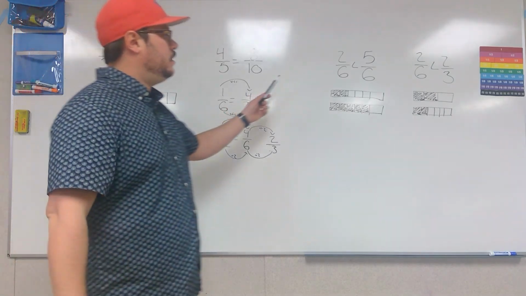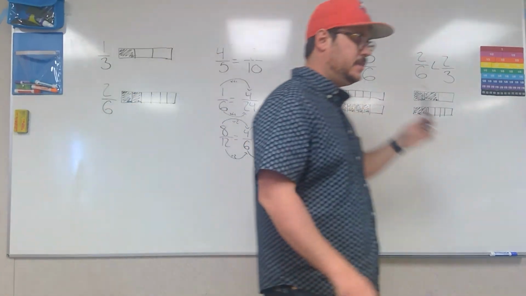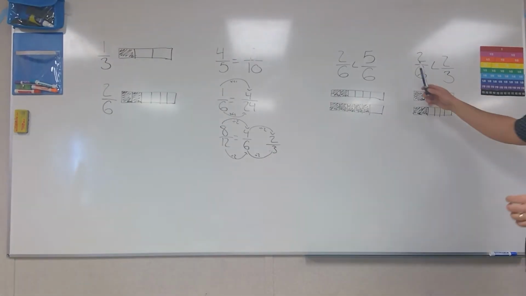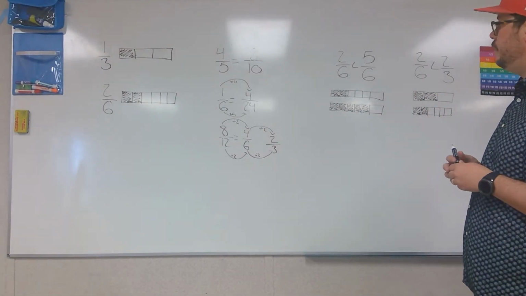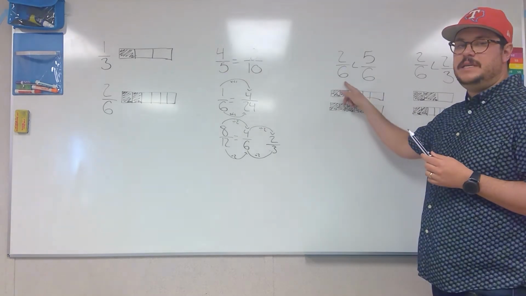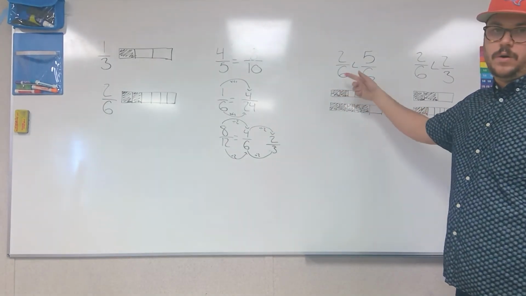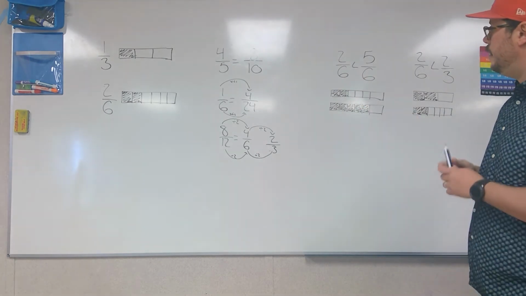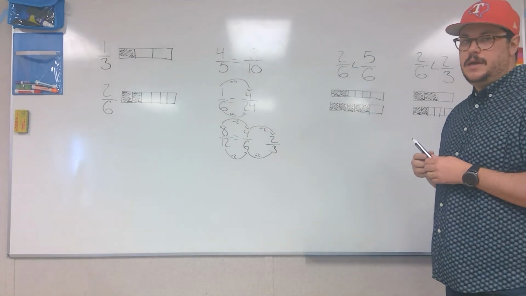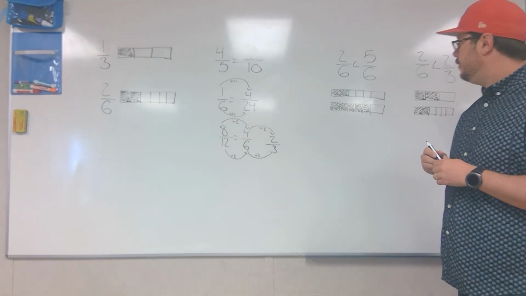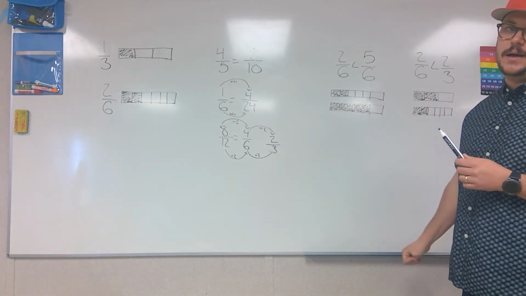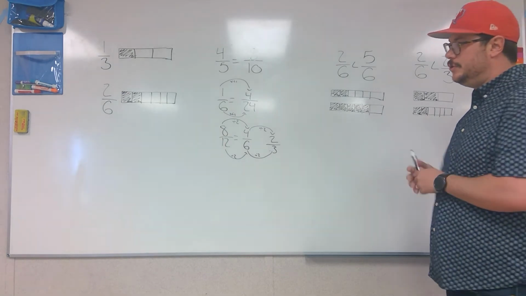Okay, and now we're going to look at comparing. Let me move to this side. We're going to look at comparing fractions. Think again of a pie. Okay, 6 pieces make the pie whole. All right. Would you rather have 2 slices of the pie, or would you rather have 5 slices of the pie? Well, I would assume you're going to say 5.